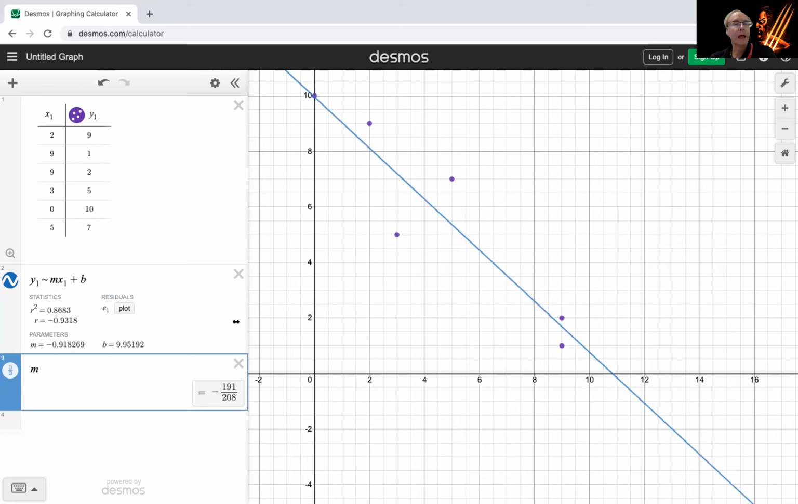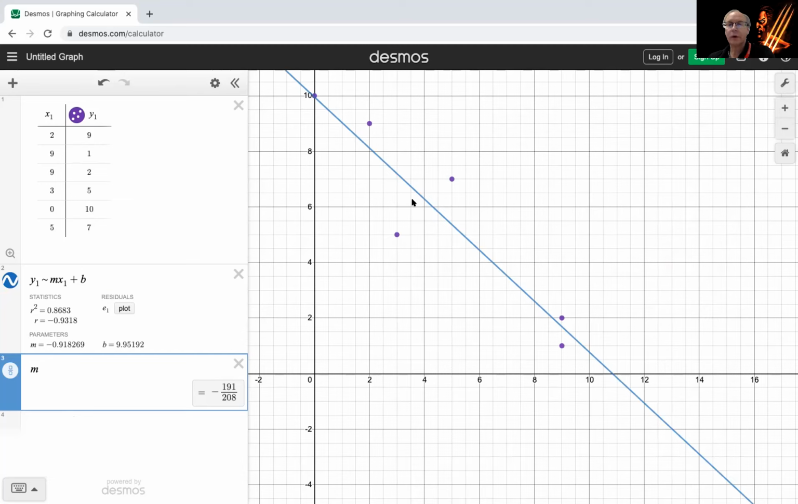See that? So if I wanted to write my equation of this line of best fit, I could make it as accurate as I want. I could go all the way out. I could use this fraction, which would be basically almost perfect, negative 191 over 208. So it'd be y equals negative 191 over 208 x plus 9.95192, and so on. There's my equation.